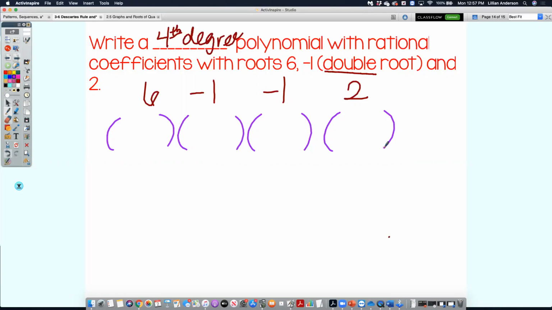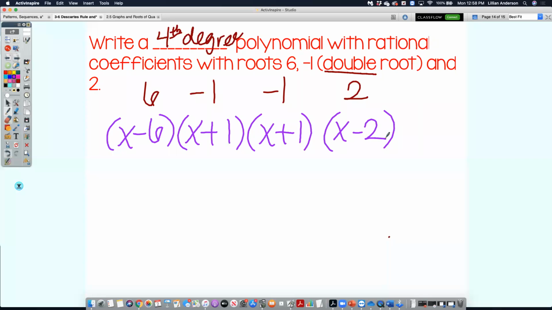Jemima, what's one of my factors? Are you still with me, Jemima? Oh no. She might still be with me. And give me one of my factors. X minus 6. Elizabeth, what's another one of my factors? X plus 1. I actually have that one twice. And then the last one, X minus 2.